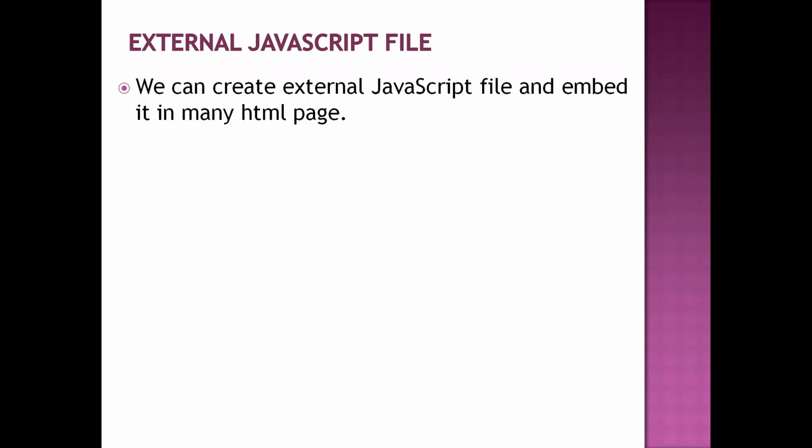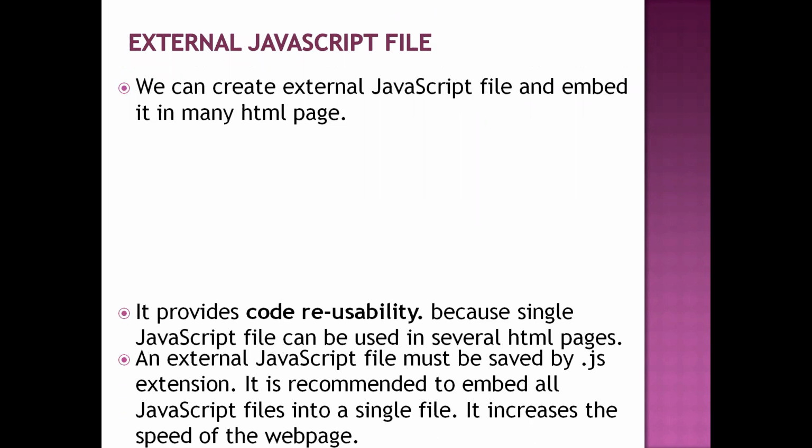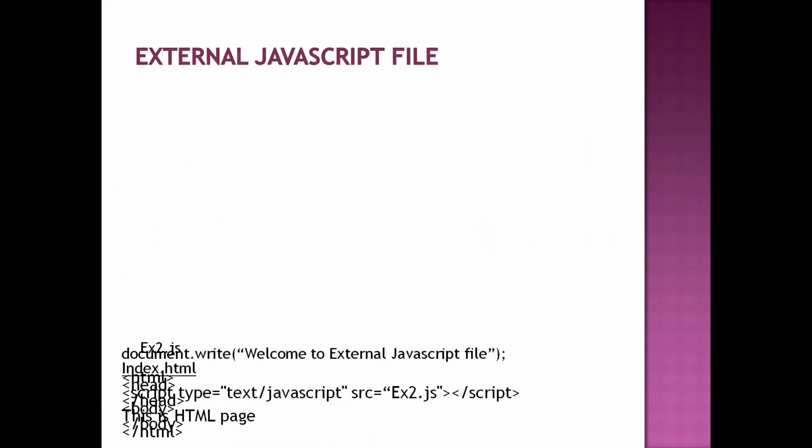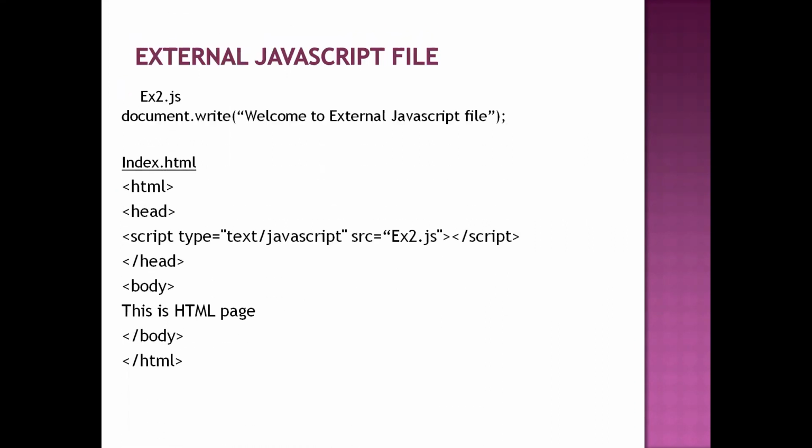Now see how to store the JavaScript code separately from the HTML page. In this case, what we need to do is open a text pad, then write the JavaScript code, then save that file with the .js extension. Then whenever you want, you just access that file using the script tag in your HTML page.